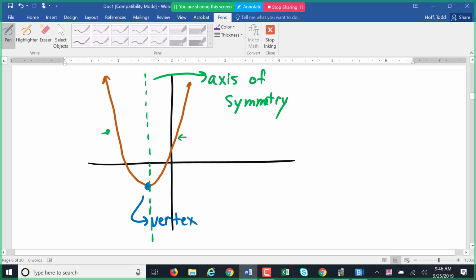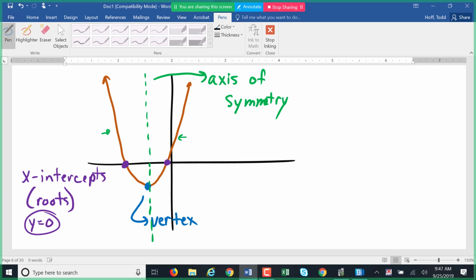So that axis of symmetry can be found straight from the vertex. Also, we have these points here in purple. Those are the x-intercepts, but they're also referred to as the roots of a parabola, where it crosses the x-axis. In other words, where y equals 0.